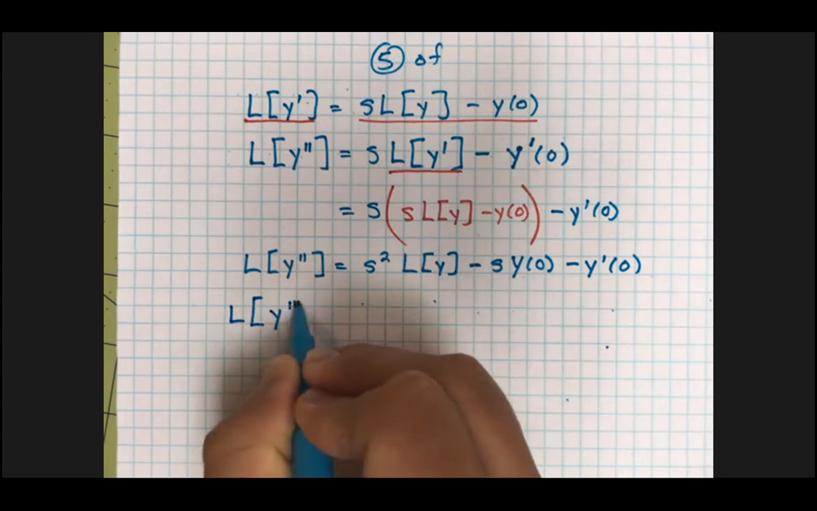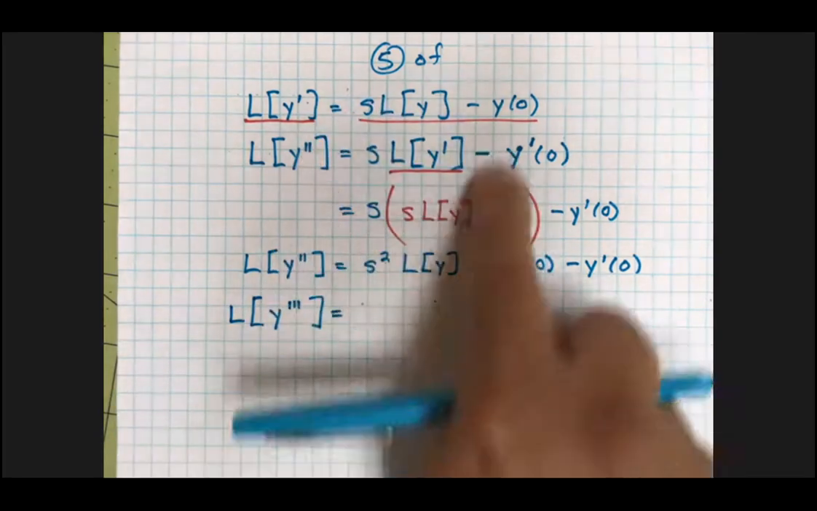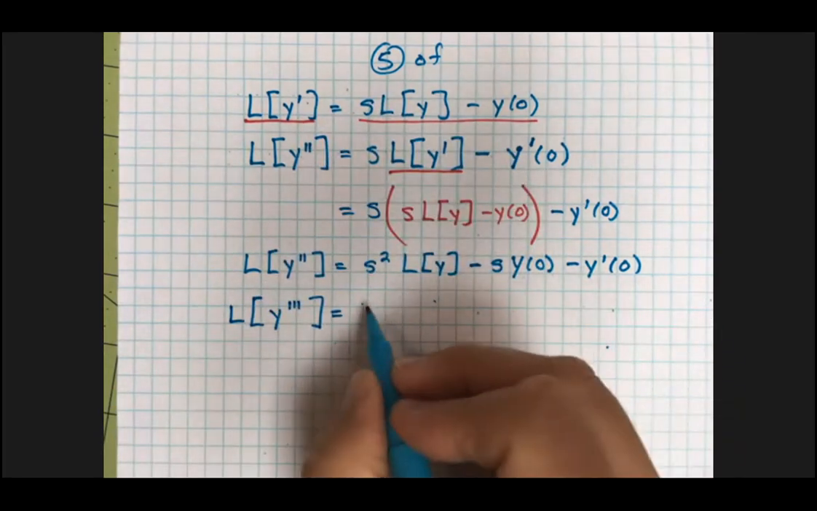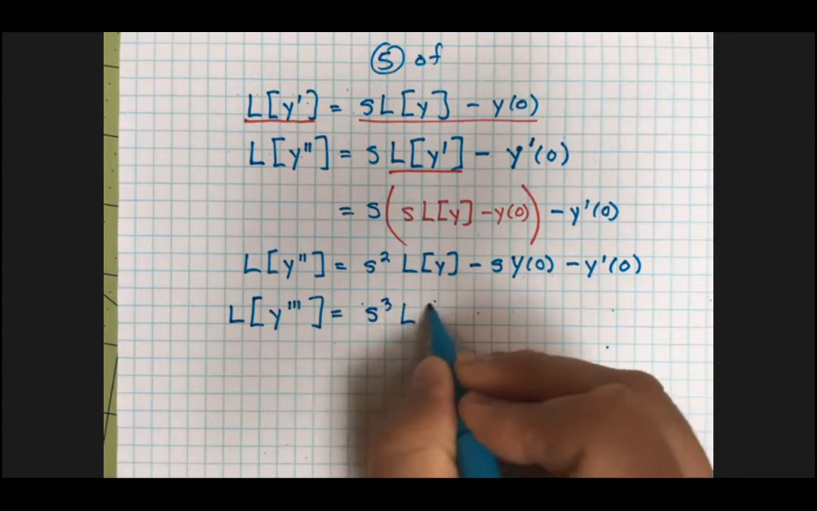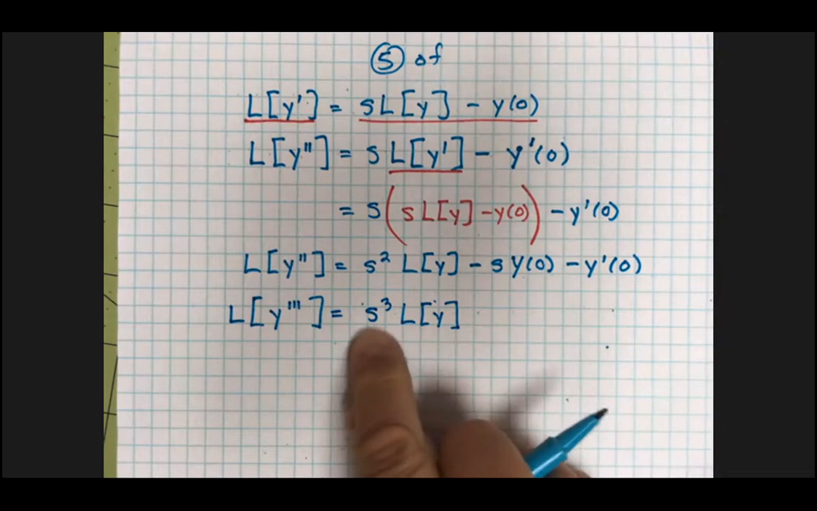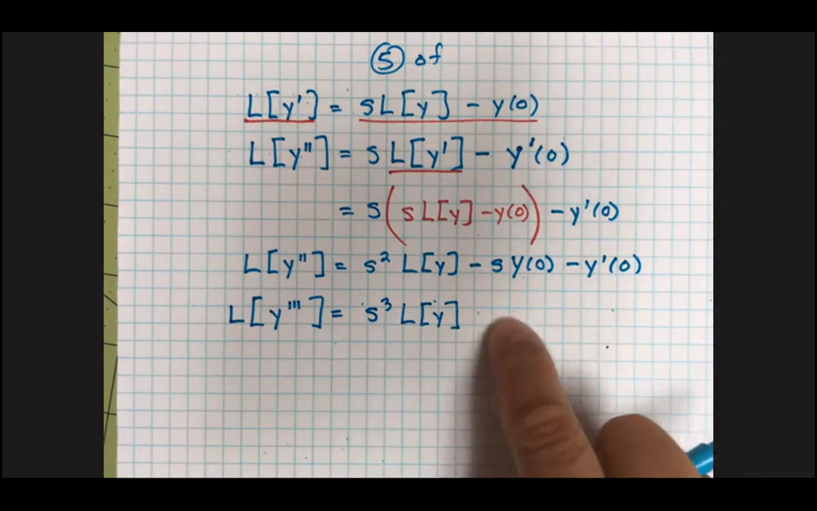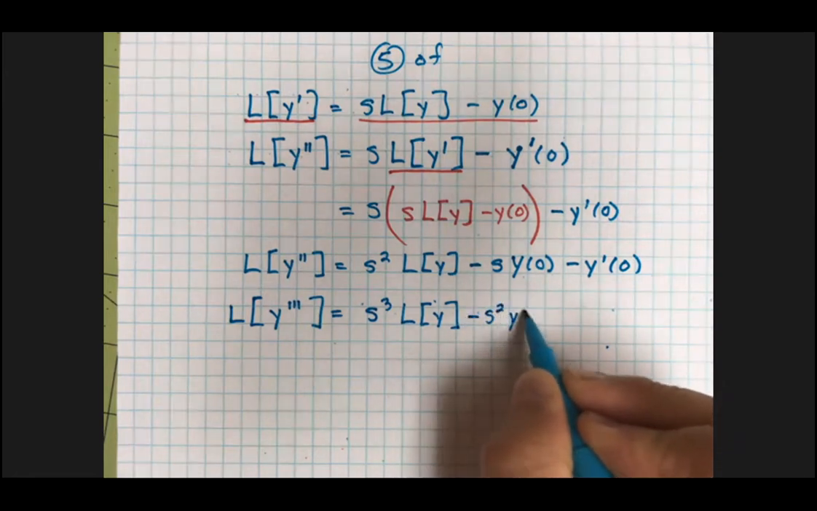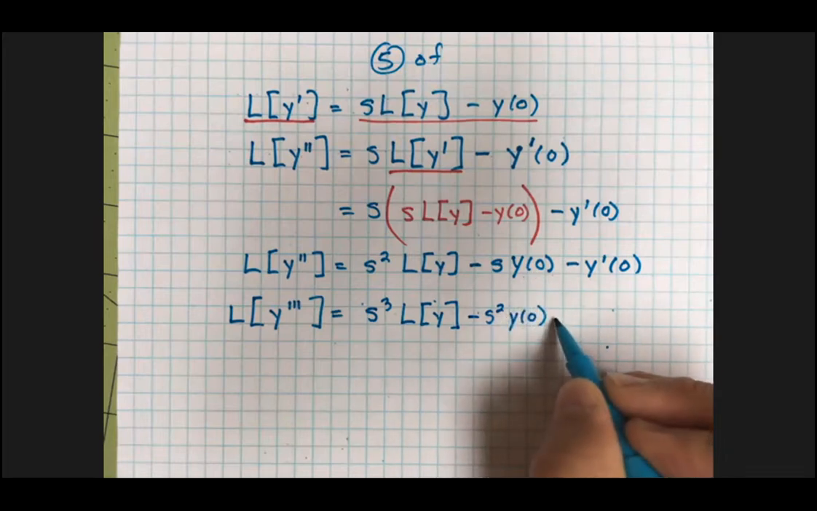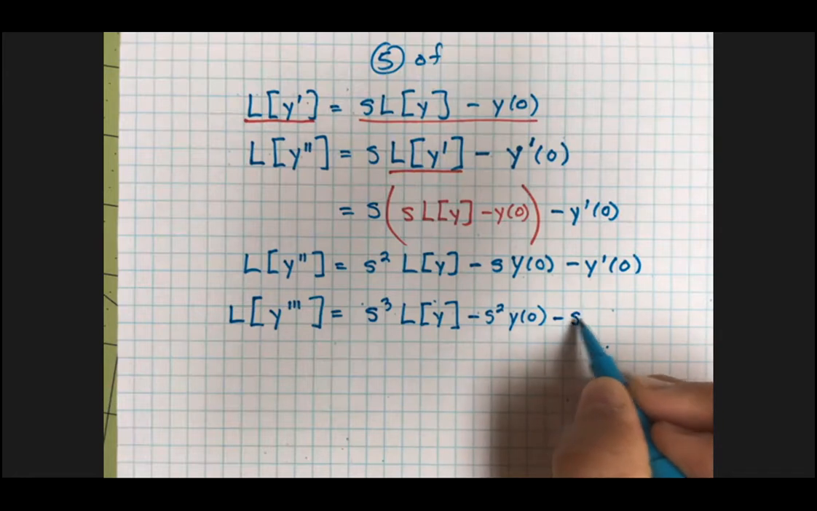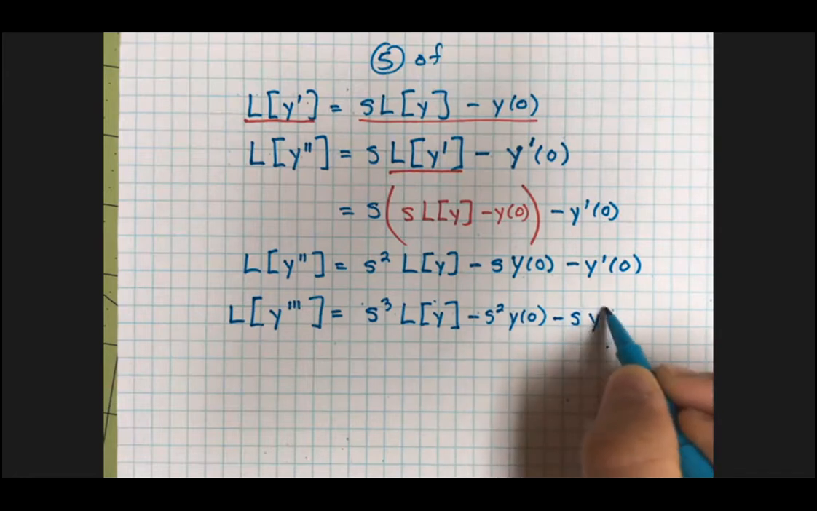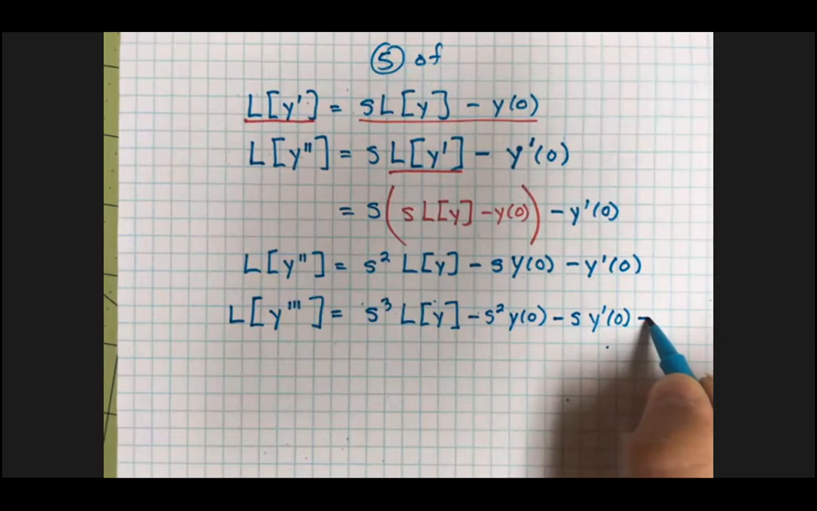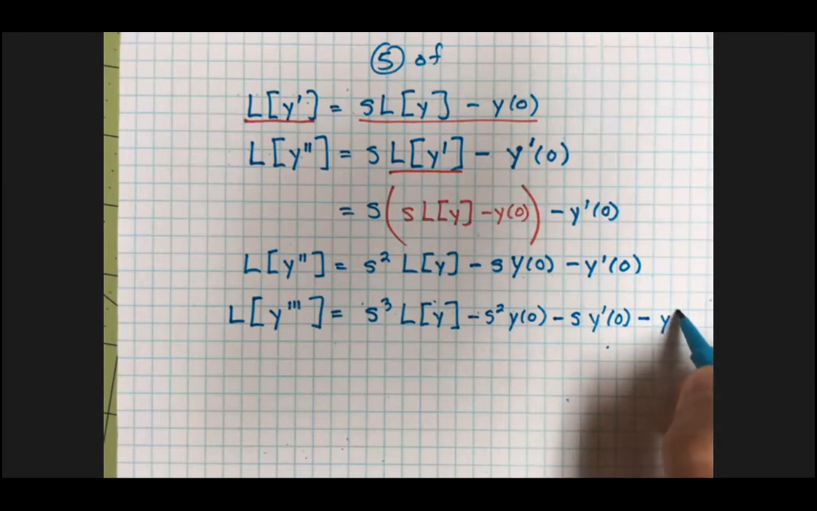Let's try it again. How about triple prime? I will not repeat this argument. I'll just follow the pattern. It should be S cubed, L of y. And now what should I do? I should count down with the S's and count up with the derivatives until I run out of S's. So next is S squared, y at 0. Start at y at 0. Next, notice how I'm always subtracting. S to the first power, y prime at 0. Got one more S to go. Subtract S to the zero power, which is one, no more S's, but I go up one derivative, y double prime at 0.